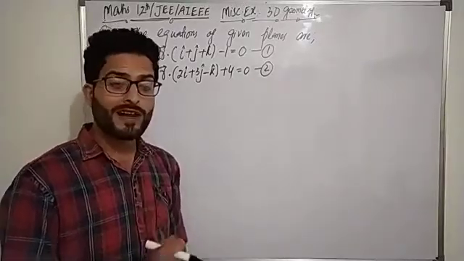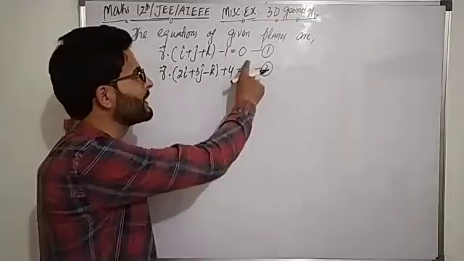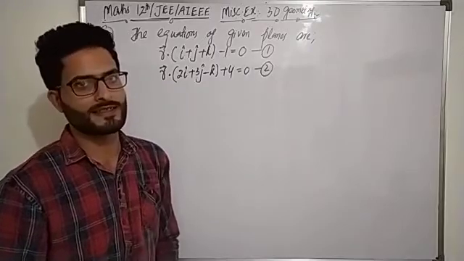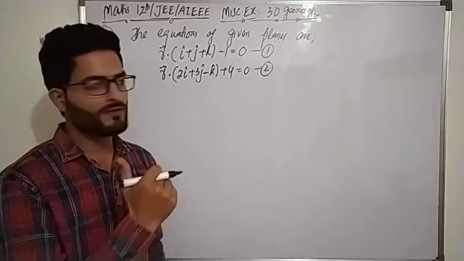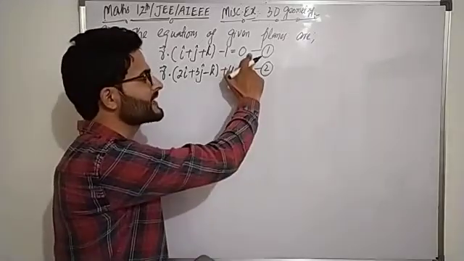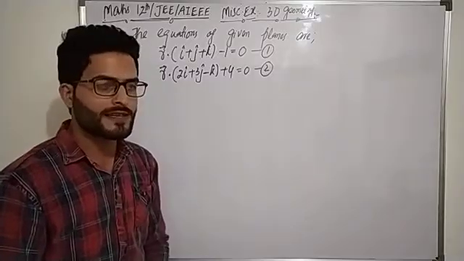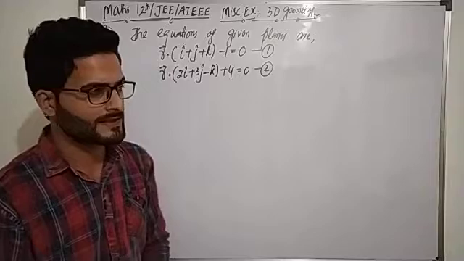Now we need to find the equation of the plane which is passing through the line of intersection of planes first and second and is parallel to the x-axis. So we have to find the equation of the third plane which is passing through the line of intersection of planes first and second, and that required plane is parallel to the x-axis.